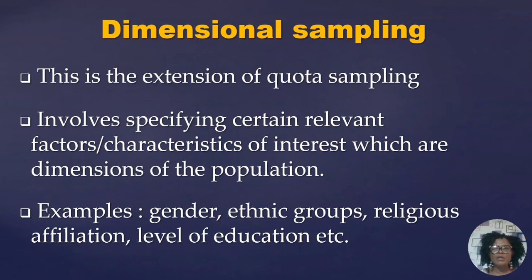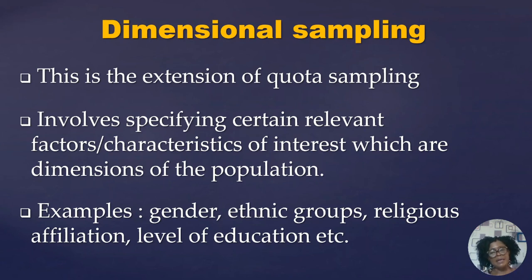We also have the dimensional sampling technique. This is the extension of quota sampling. You already understand what I mean by quota sampling. It involves specifying certain relevant factors, characteristics of interest, which are dimensions of the population. Examples are gender, ethnic group, religious affiliations, and level of education.